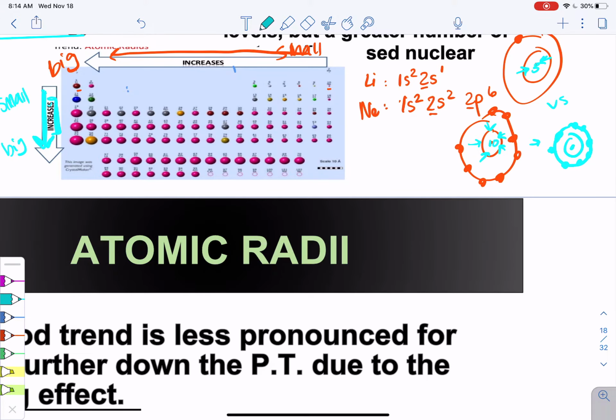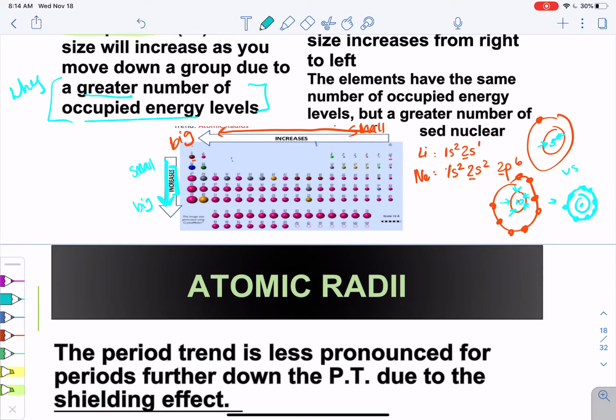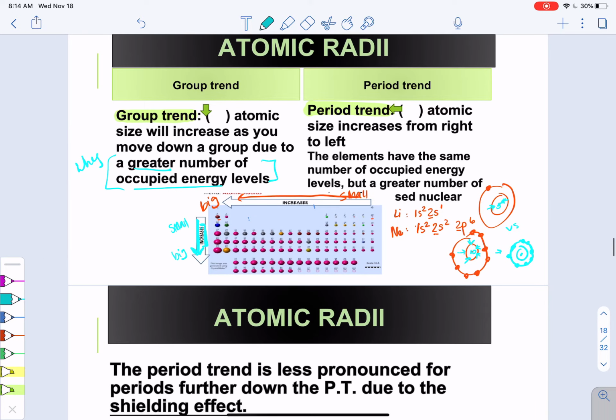but the level is pulled tighter to it because the protons have a greater nuclear pull, because there's just more protons. Just to finish that up, for atomic radius, this is the size of the atom. You're going to increase as you go to the left and down. So the largest place is right here on the bottom left.